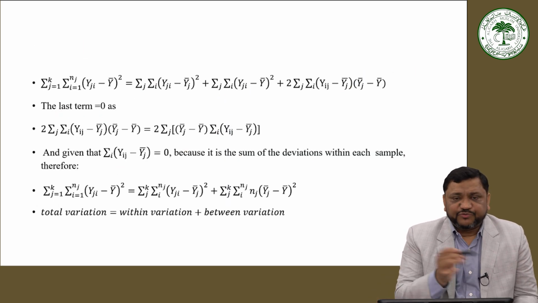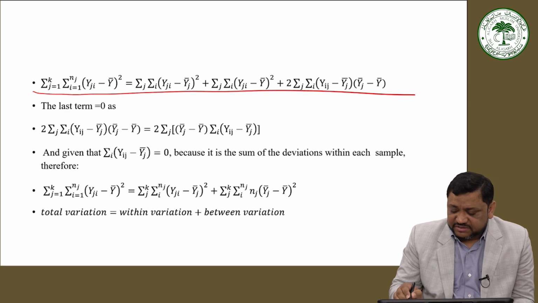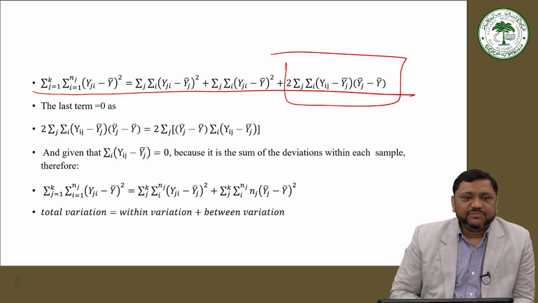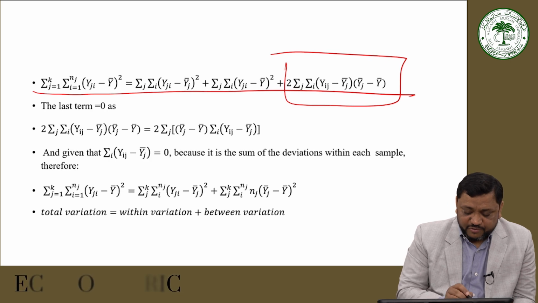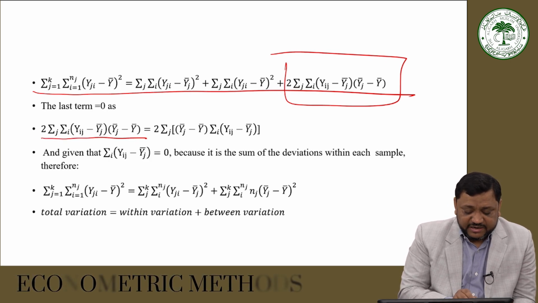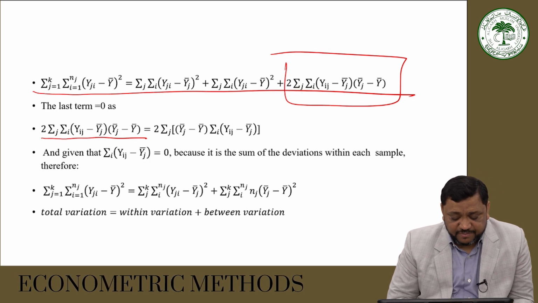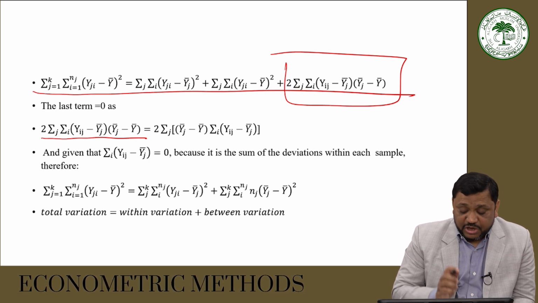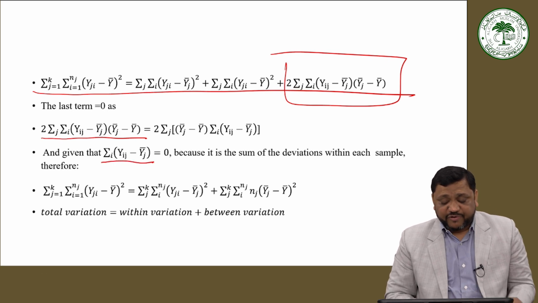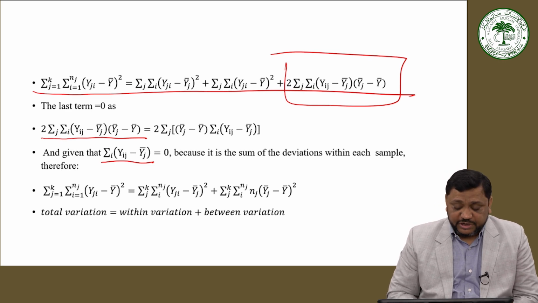So the same thing which we have got in our previous slide is shown over here. Now see, this last term will become 0. What we are having is this term, and in the bracket it is y1j minus yj bar, minus y bar. What is this? The summation of y1j minus yj bar is equal to 0.